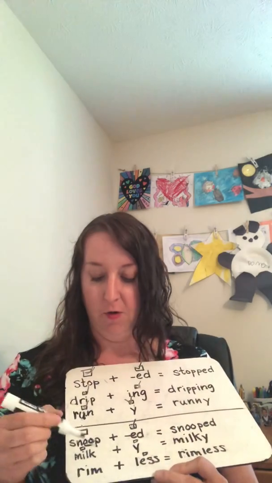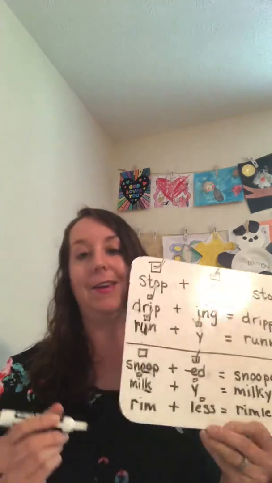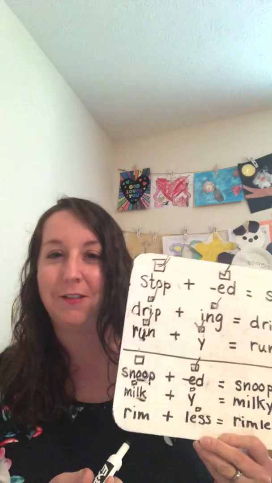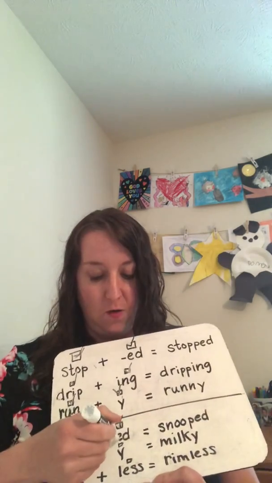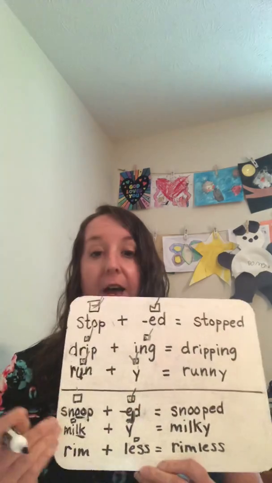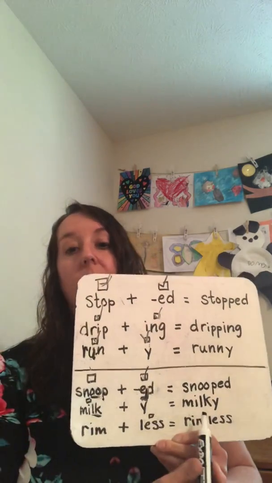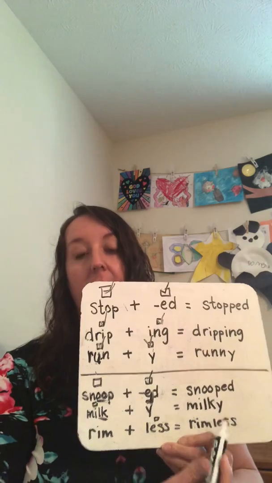Let's take a look at milk. Yeah, that ends in two consonants, huh? Yep, can't put a check mark there either. But we know Y is being used as a vowel suffix. So I'm going to leave the word alone and just add my Y.